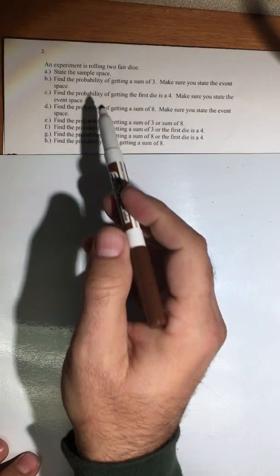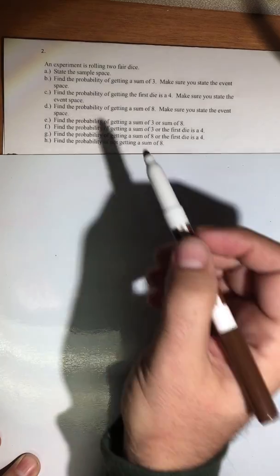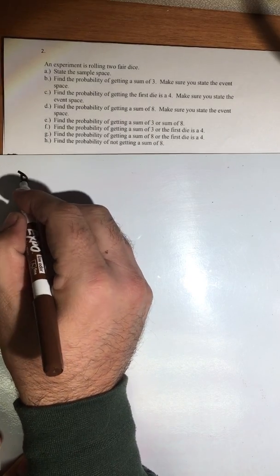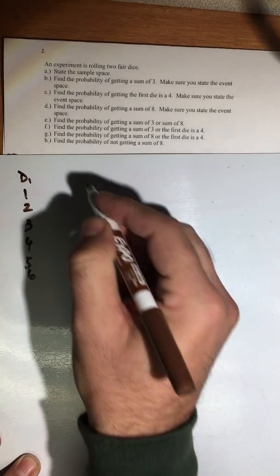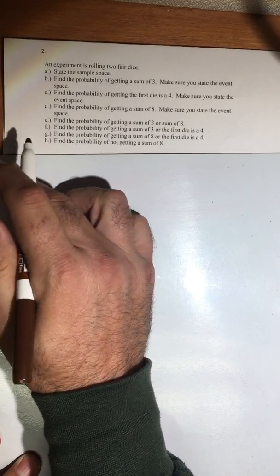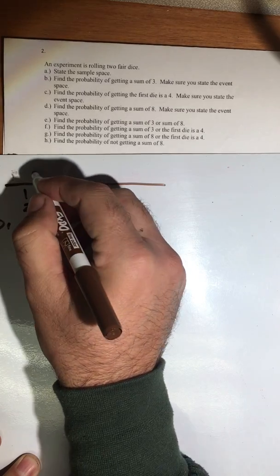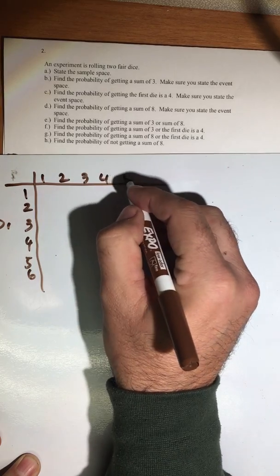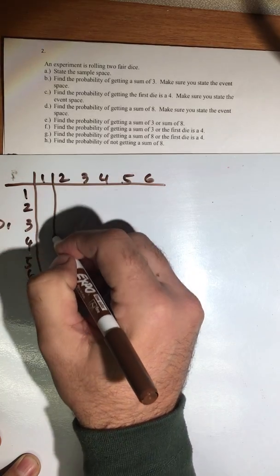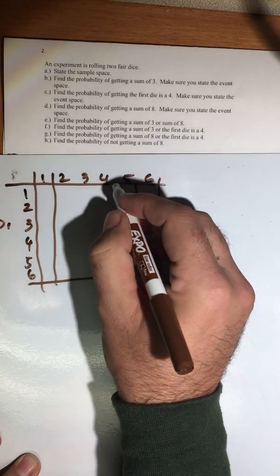All right, question 2. An experimenter is rolling 2 fair dice. State the sample space. So what can happen? On die number 1, we can get a 1, a 2, a 3, 4, 5, or 6. And on die 2, we can have the same 1, 2, 3, 4, 5, or 6. So here's my sample space. There's a total of 36 equally likely outcomes.